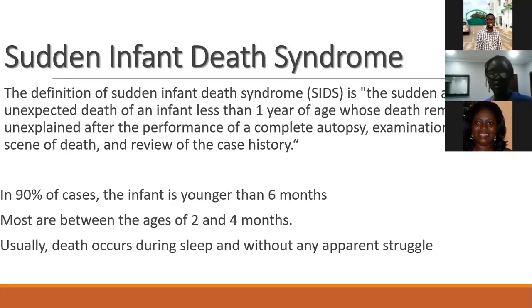So the next thing we look at is sudden infant death syndrome. So this is a child less than 1 year whose death is unexplained after the performance of a complete autopsy, examination of the scene of death, and then review of the history and physical examination findings. Usually occurs in infants below 6 months of age, but most of them is between 2 and 4 months of age. And usually the death occurs during sleep.